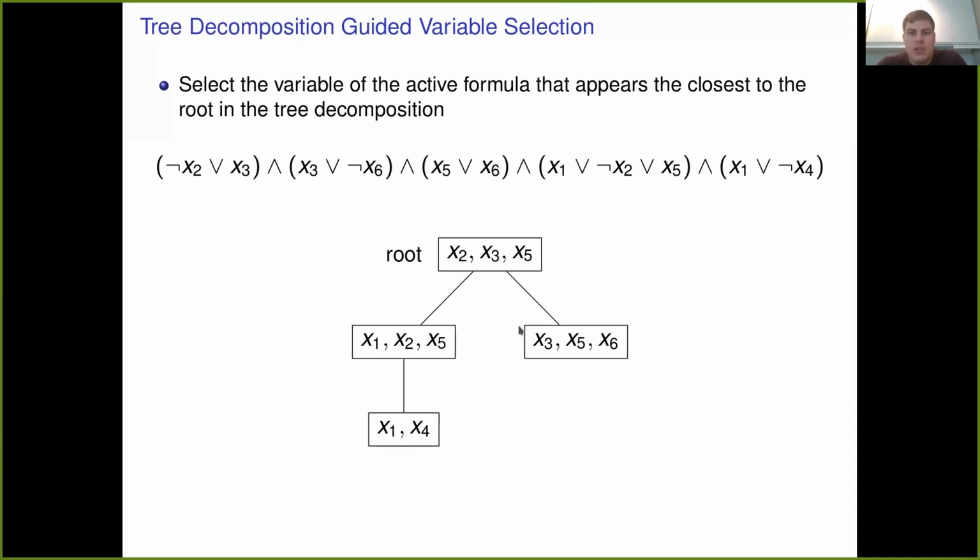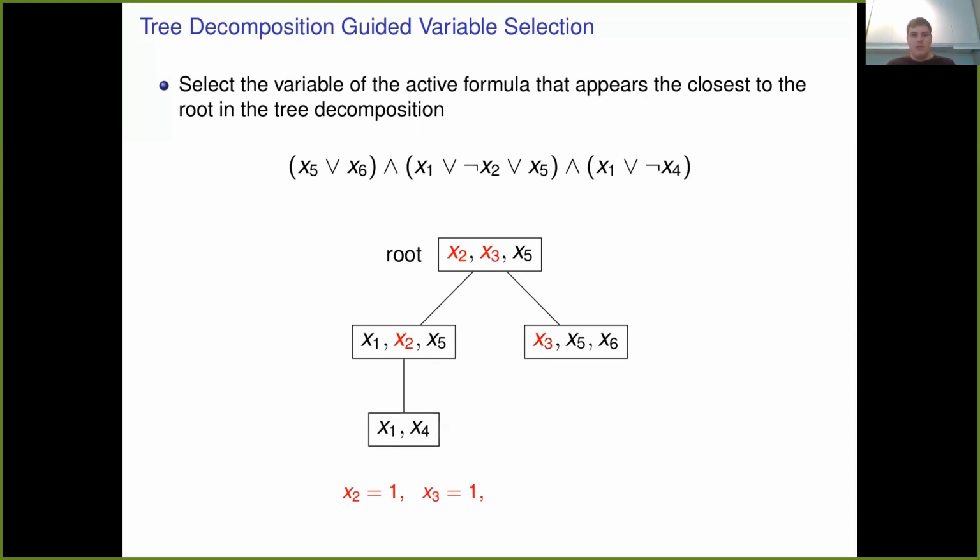So we say the tree decomposition has some node as a root and other nodes below it, and now, for example, here we first select x2. So in this example, let's say we branch, we set x2 equals 1. Okay, then by unit propagation we get x3 equals 1 also. And now we have to do variable selection again because we don't have unit propagation.